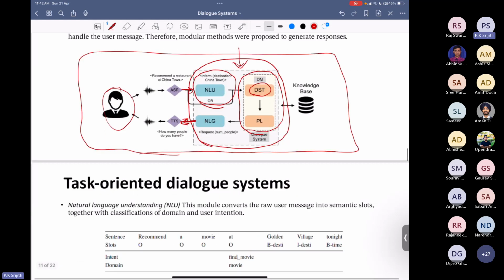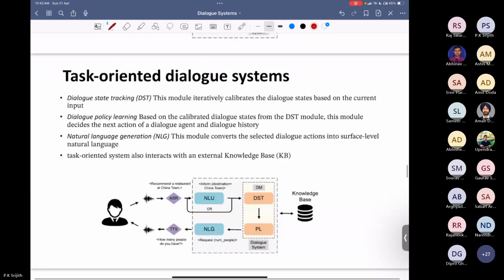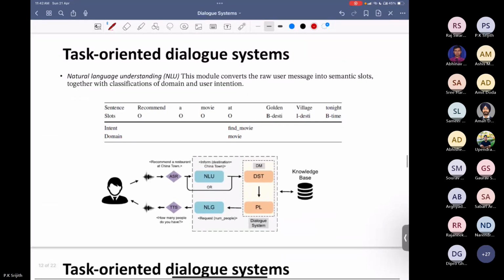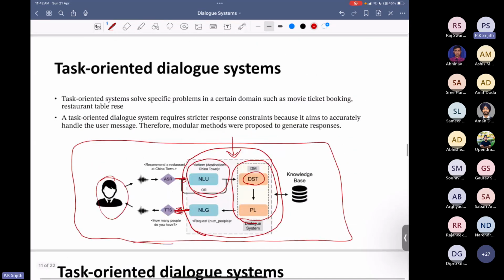the policy learning component, which is also part of this dialog manager. And often this dialog manager has to interact with some external knowledge base in order to generate some actions, or generate some response which requires some actions.